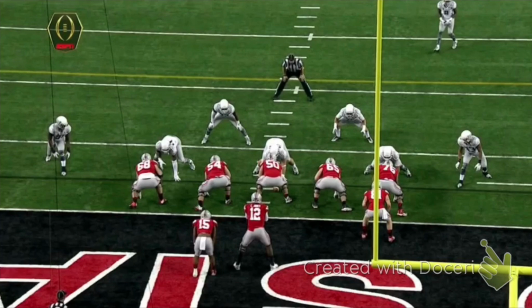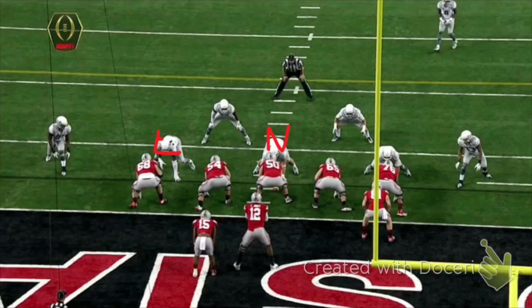Hello again, and what we have for you today is a 3-4 defense versus what we call 11 personnel, one tight end, which you can kind of see there. His number is hidden by the goalpost. I think it's number 81, and one running back, number 15. So let's go over the basics of the defense.